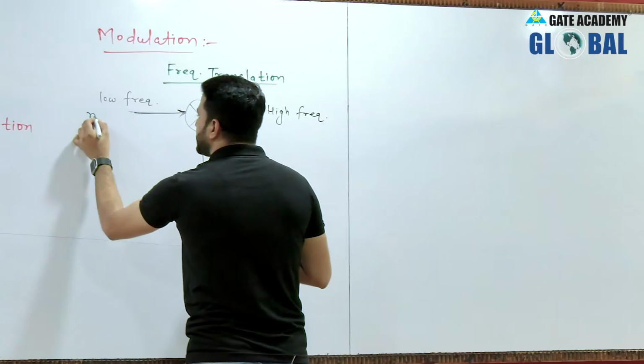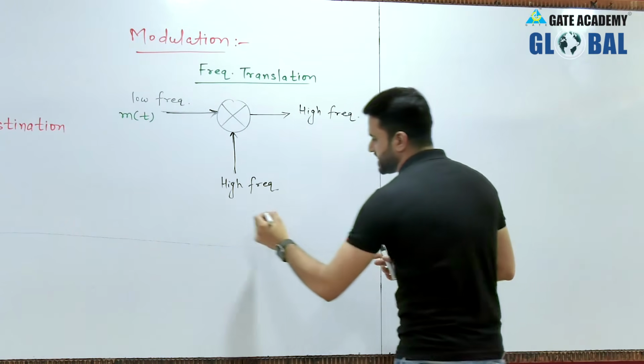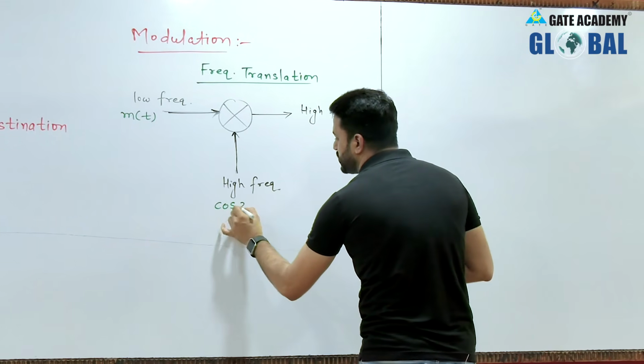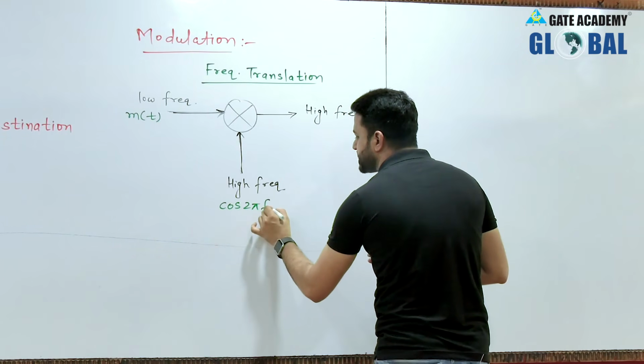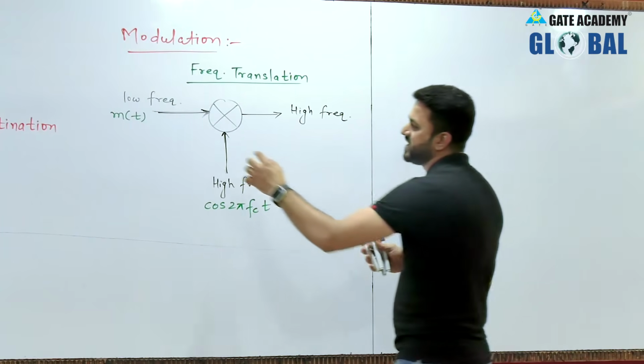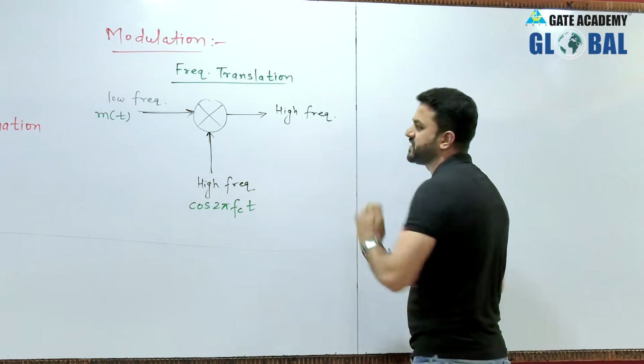So the low frequency signal is our message signal. We write m(t) as our message signal, and we have a high frequency signal, let us say cos 2 pi fc t. Now we are multiplying this low frequency signal with the high frequency signal, and we are getting a high frequency signal.